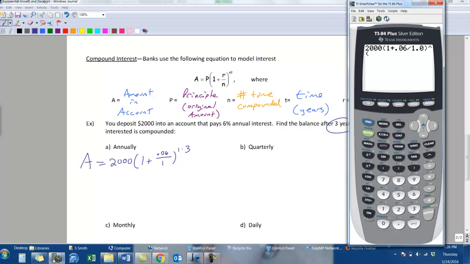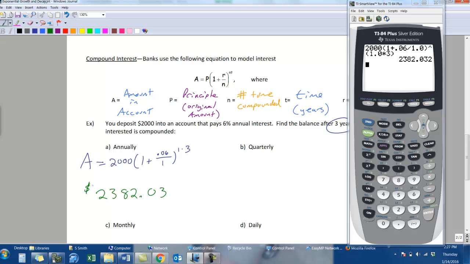If you have the MathPrint, same, just you're up inside the exponent. Again, put in 1.0 times 3. And then close parentheses. Hopefully, no matter which operating system you have, you should have got $2,382.03. Look at that. In 3 years, you made a couple Benjamins there.